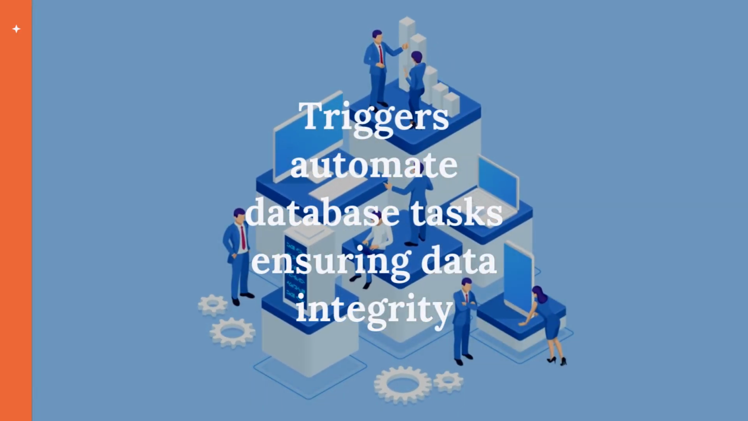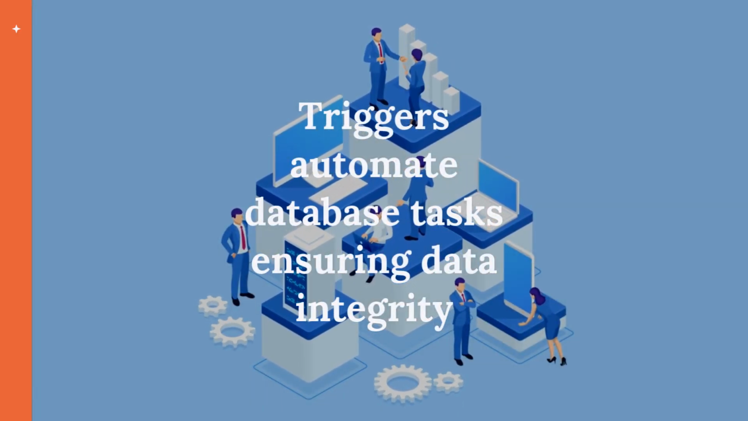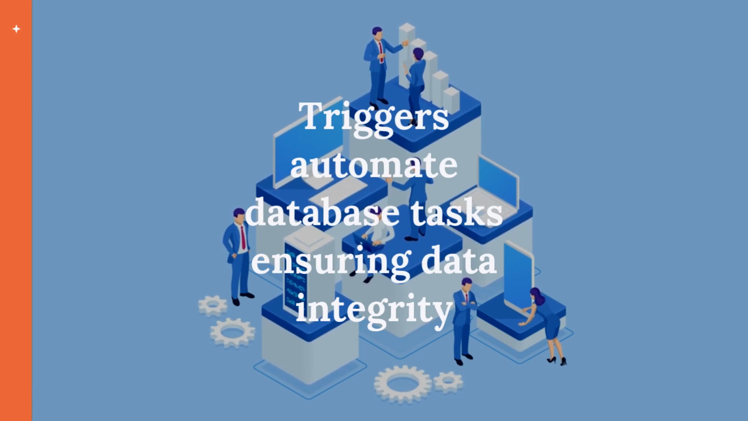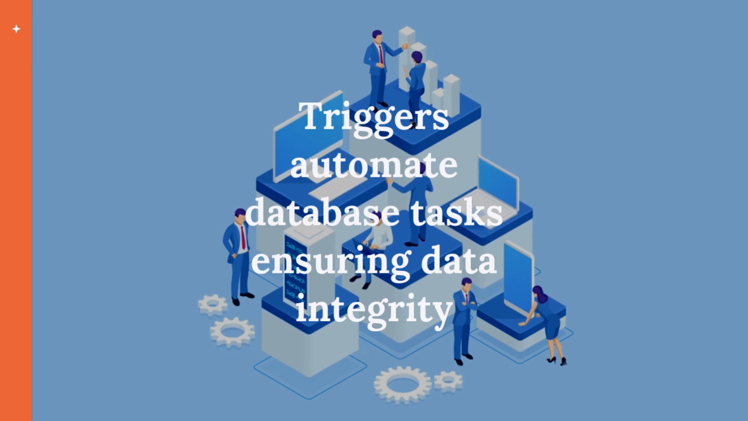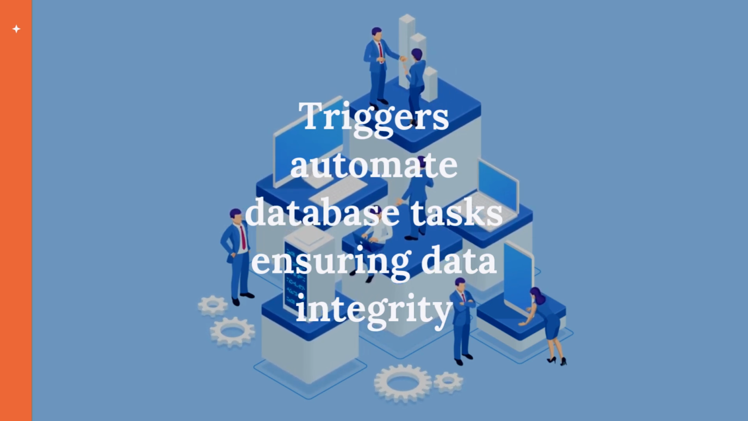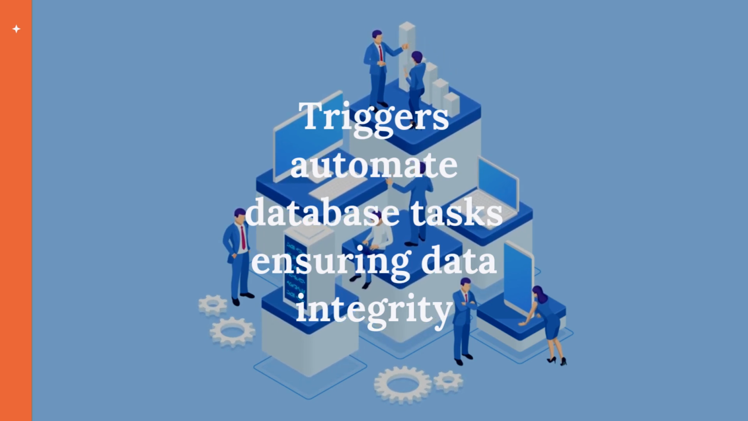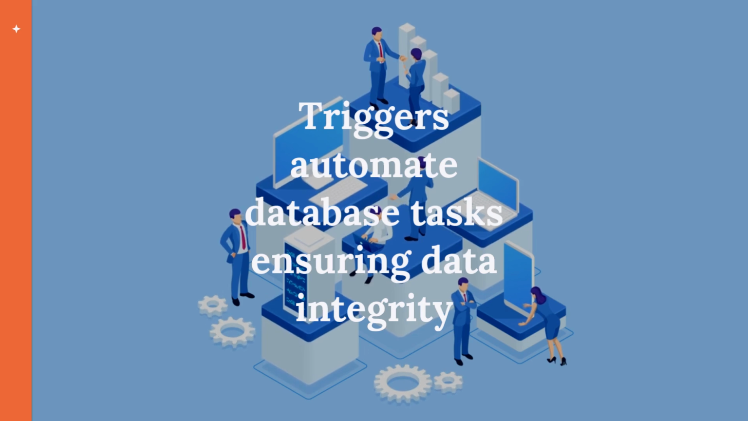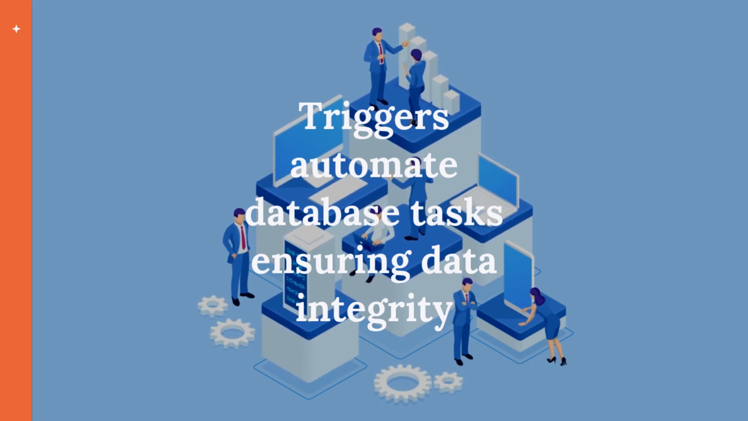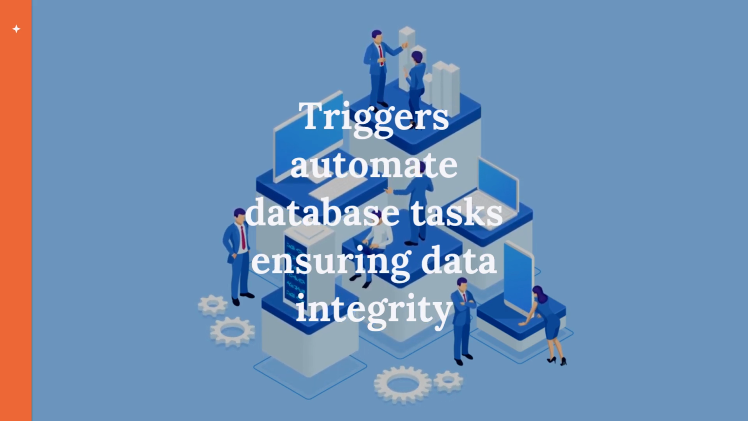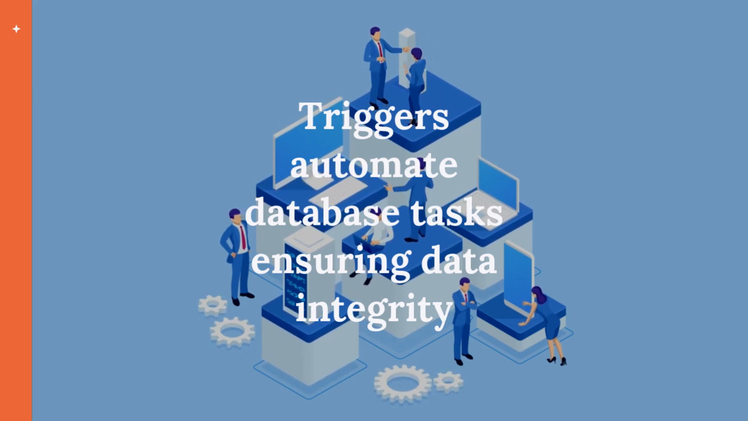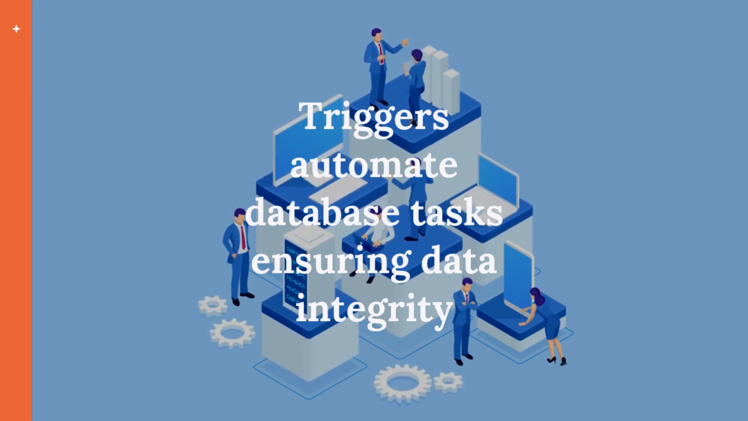Triggers automate database tasks by executing SQL in response to events. They are used for auditing, enforcing business rules, and cascading changes. For example, a trigger can prevent orders for inactive customers or archive data before deletion. These automatic responses ensure data consistency and integrity across the database.